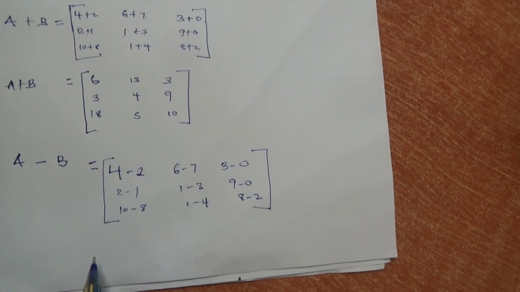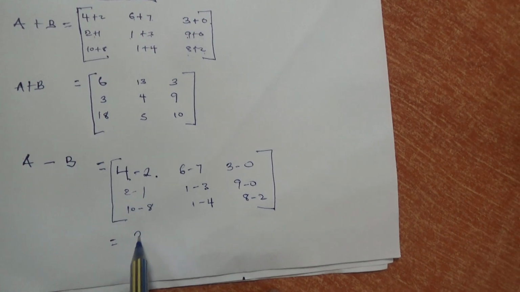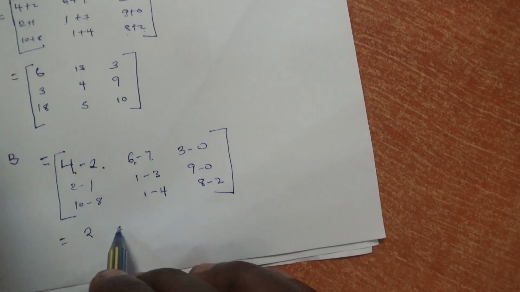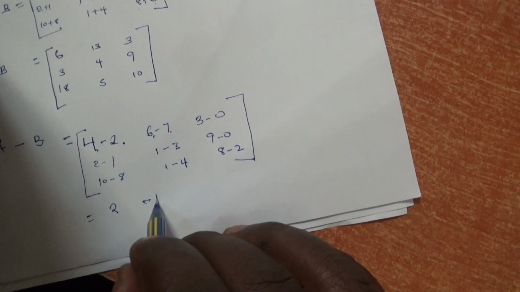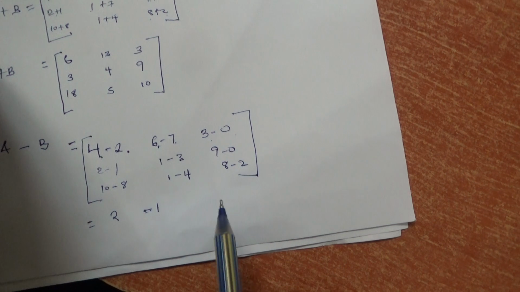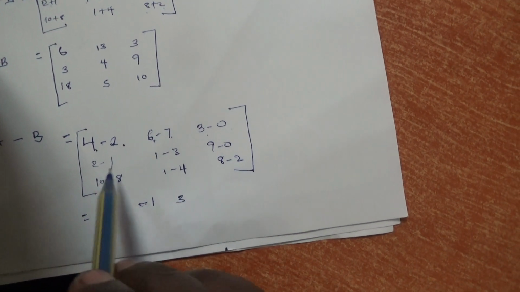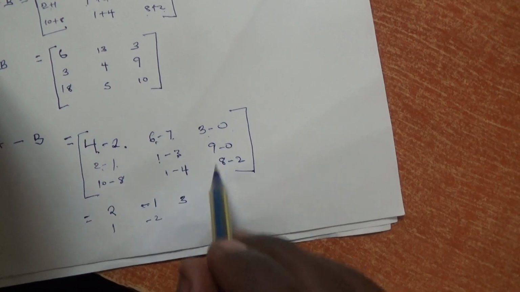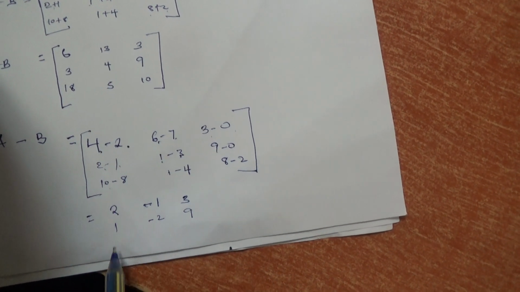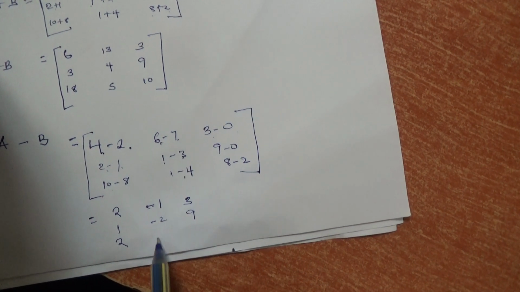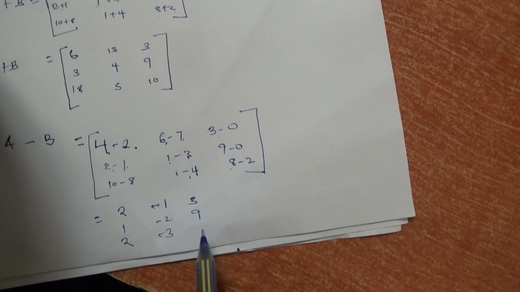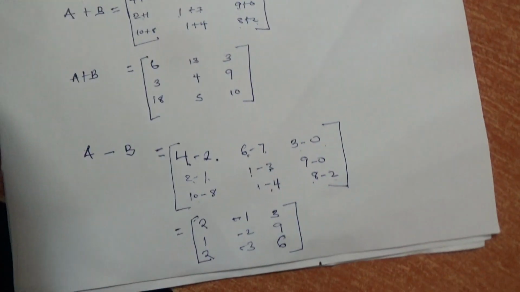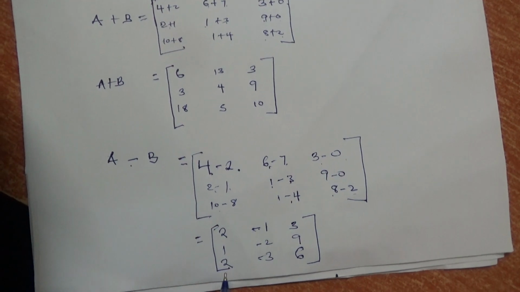Okay, so basically 4 minus 2 is going to be 2, 6 minus 7 is negative 1, 3 minus 0 is 3, and then 2 minus 1 is 1, 1 minus 3 is negative 2, 9 minus 0 is 9, 10 minus 8 is 2, 1 minus 4 is negative 3, and 8 minus 2 is going to be 6. Alright, so A minus B is this one.